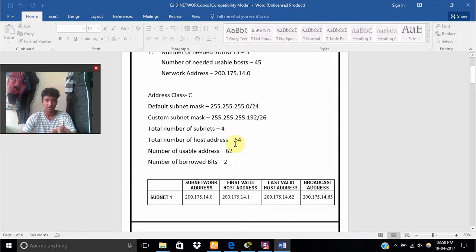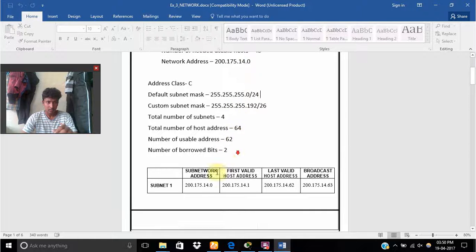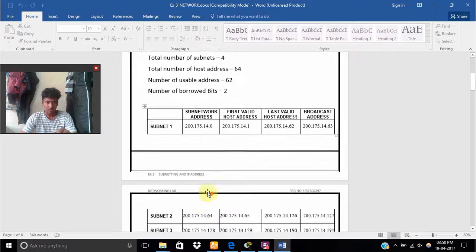I didn't write the logic behind it, but I can tell. Out of 8 host bits we have taken 2 bits, and 6 bits are left. 2 raised to 6 gives 64, and 2 raised to 6 minus 2 gives 62. That's how the 64 came, and the 62 also came like that. The number of borrowed bits is 2, as I said here. Let's see this table and how it works.